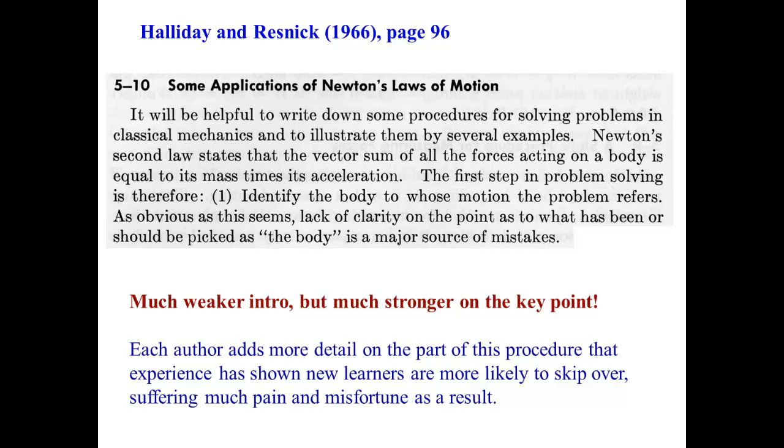Newton's second law says that the vector sum of all forces acting on a body is equal to its mass times its acceleration. That's telling you you must find that body, find the forces on that body, and then use that information to solve for the acceleration. That's the key idea of a free body problem. A free body diagram is to isolate that body and attack that part of the problem.